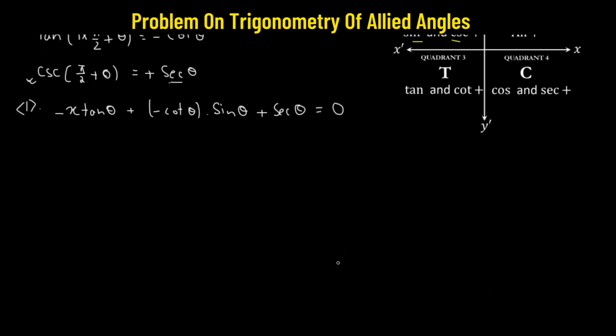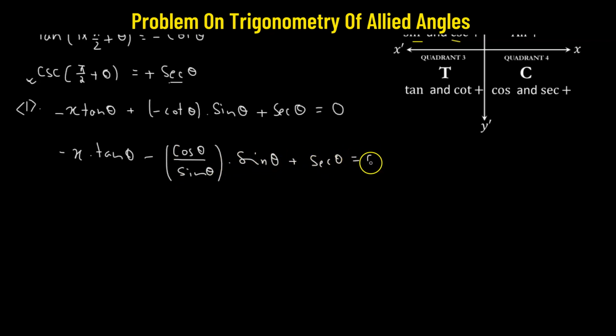Fine. Let's further simplify it. We have negative x times tangent theta plus, let's keep it as minus, cotangent theta. That's the ratio of the cosine function to that of the sine function. So cosine theta over sine theta, multiplied by sine theta, plus secant theta. So that's equal to 0. So sine and sine cancel out. So we have negative x times tangent theta minus cosine theta plus secant theta, which is equal to 0.